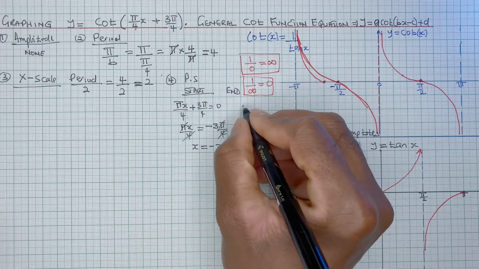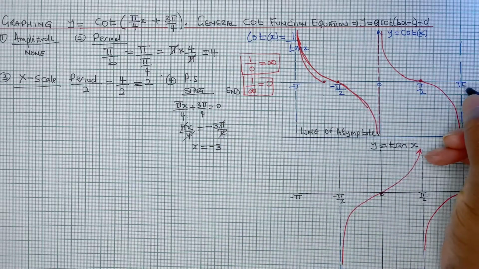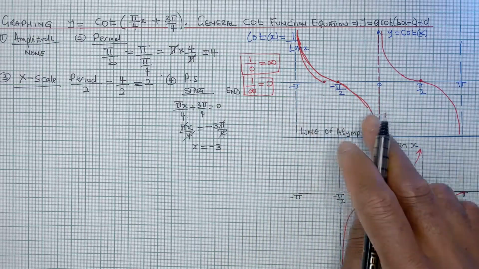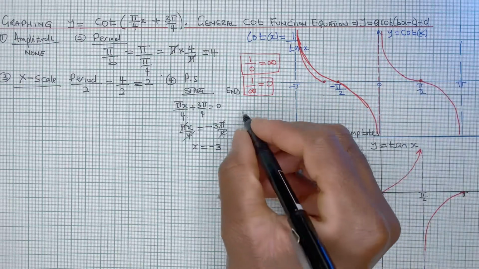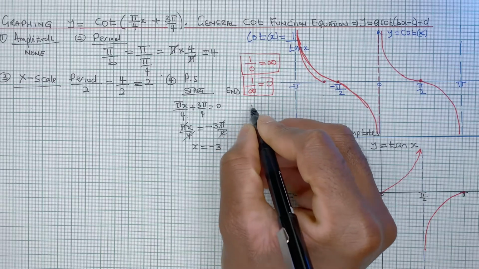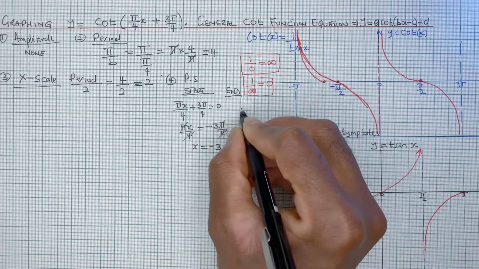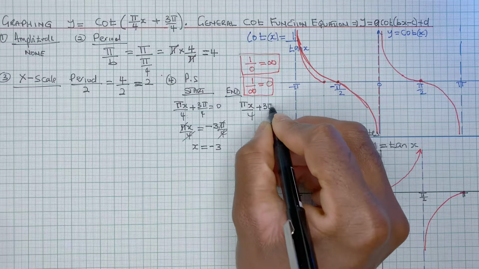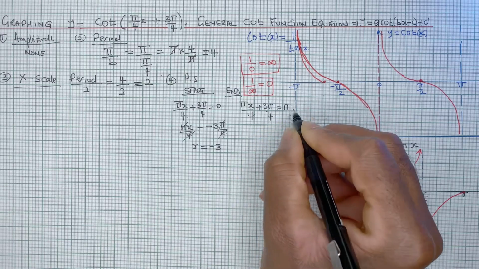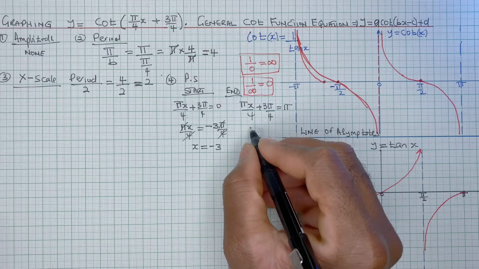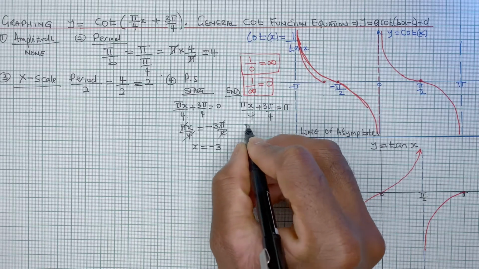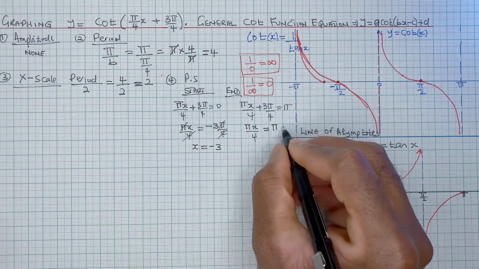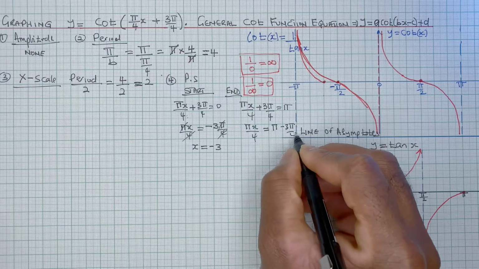The end is going to be, you set that to pi, because that's where the second line of asymptote is. You can pick any of these lines if you want to set it up, but we're using that one. So for the end, you're going to get pi x over 4 plus 3 pi over 4 equals pi. So you take that to the other side, and you're going to get pi x over 4 equals pi minus 3 pi over 4.